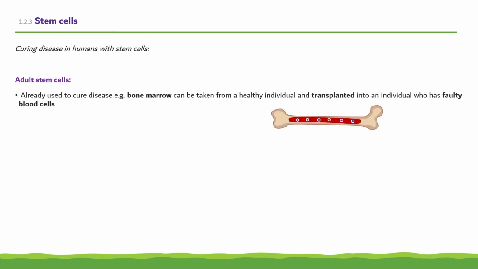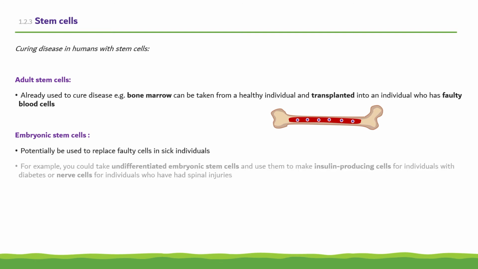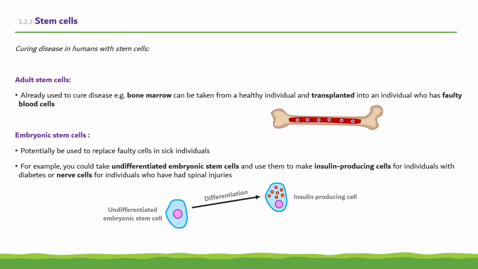Stem cells can be used to cure diseases in humans. Adult stem cells are already used to cure disease. For example, bone marrow can be taken from a healthy individual and transplanted into an individual who has faulty blood cells. Embryonic stem cells could potentially be used to replace faulty cells in sick people. For example, you could take undifferentiated embryonic stem cells and use them to make insulin-producing cells for individuals with diabetes, or nerve cells for individuals who have had spinal injuries.